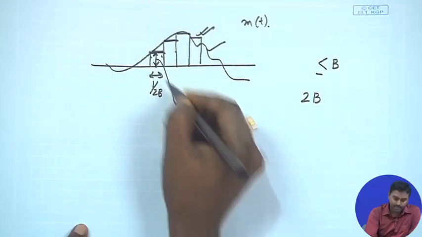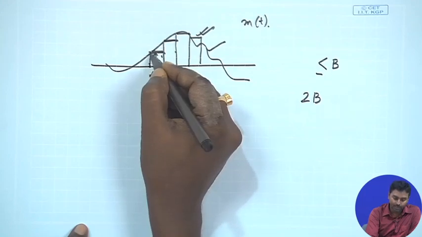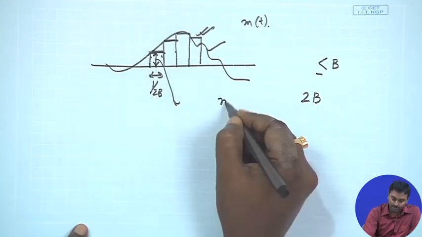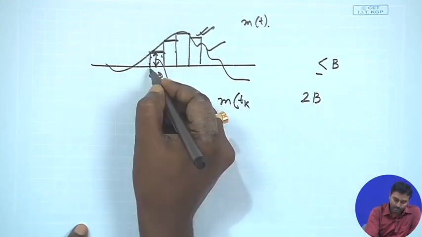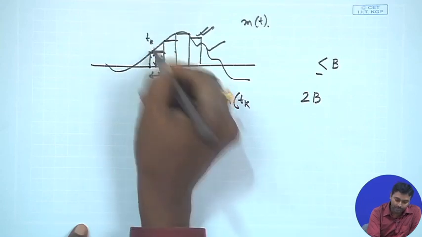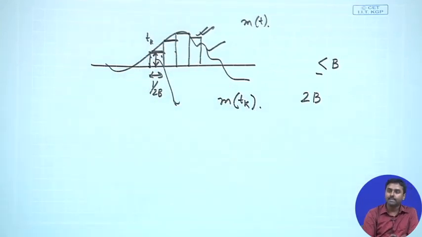Okay. Now, what happens? At this instant, what is the height of this box? That is actually at that time instant, whatever sample value I get. So, that must be, suppose this is t_k, at t_k whatever message signal I get, whatever sample value I get.